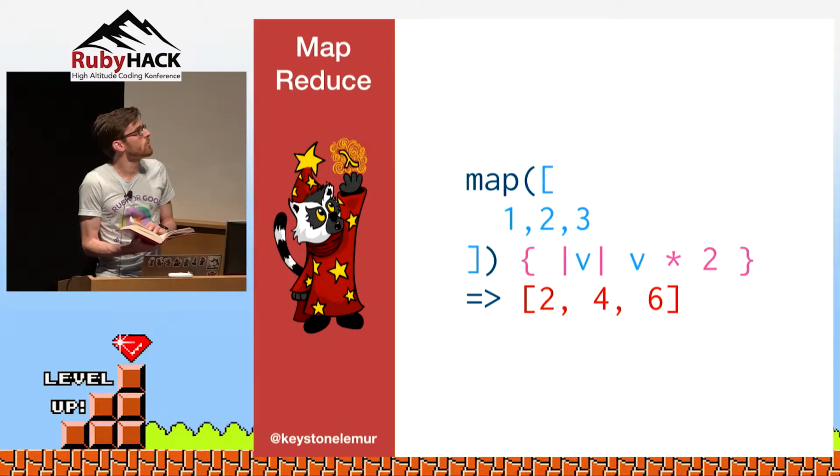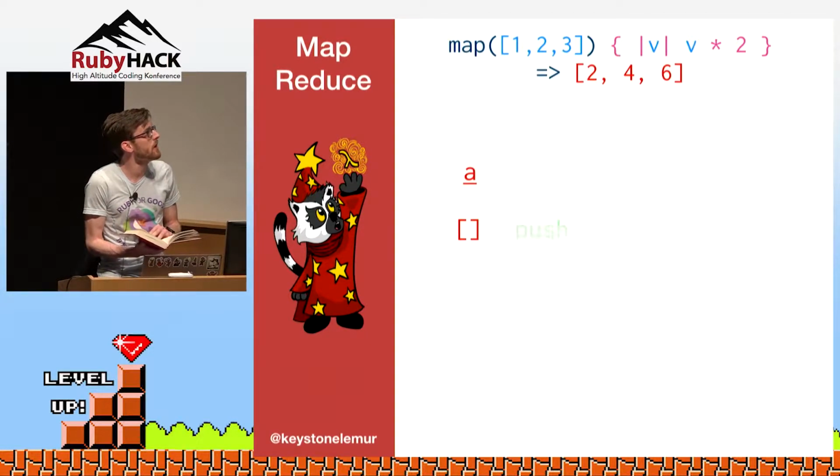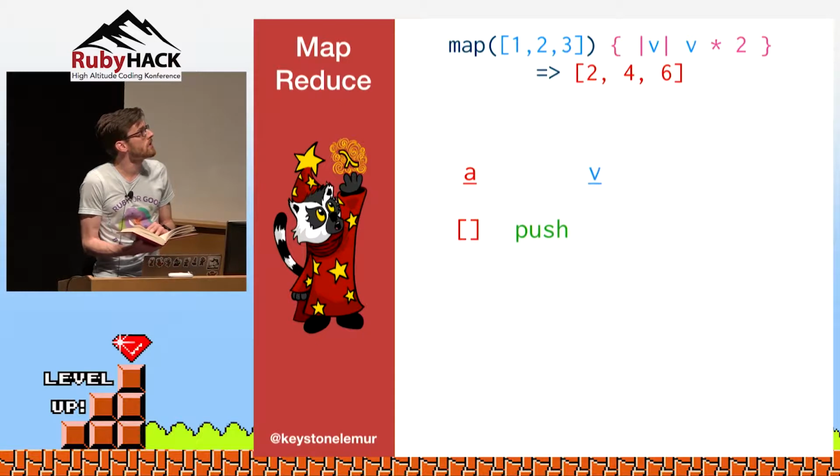So we call this with a function, much like we would with the normal map of v times 2, and we get back a new list of 2, 4, and 6. But let's take a look into how that works. So we start out with an accumulator, in this case an empty array, and we push onto that the result of 1 applied to our function, which is multiplied by 2, which is going to give us back a new list containing just the element 2.